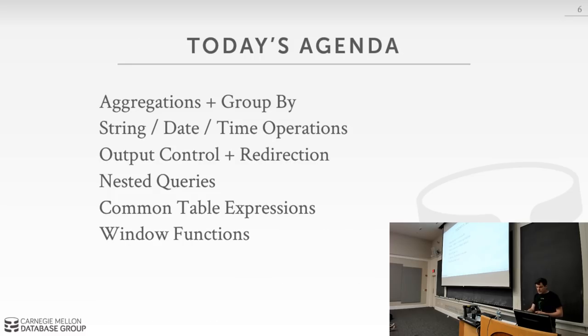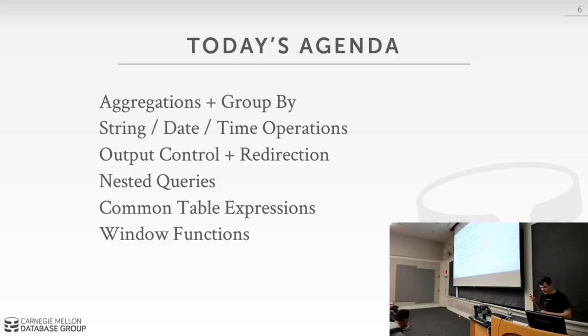All right, so the outline for today is we're going to cover aggregations, group bys, and a bunch of operations on strings, dates, and times. Then we'll have output control. And then the more complicated things will be nested queries, common table expressions, and window functions. For homework one, you'll need to use all of these except for the window functions, because you're going to be doing homework one on SQLite, and only the latest version of SQLite, as of last week, just added support for window functions. But everything else SQLite should be able to support.